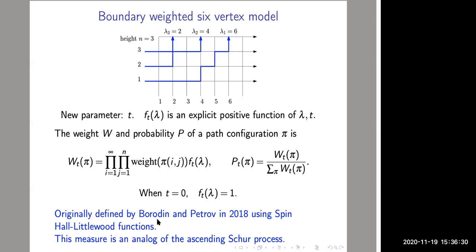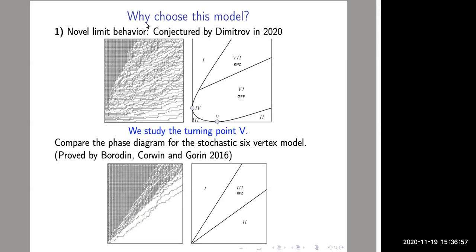So this model was originally defined by Borodin and Petrov in 2018 using a generalization of the Schur functions called the Spin Hall-Littlewood functions. And it's an analog of the Schur process for that generalization of the Schur functions. And this analogy allowed Borodin and Petrov to generalize some of the ways of deriving exact formulas from the Schur process to derive exact formulas for this model. So the fact that we have exact formulas is one reason why we chose to study this model. Another reason is that there's conjecturally novel limit behavior for this model.